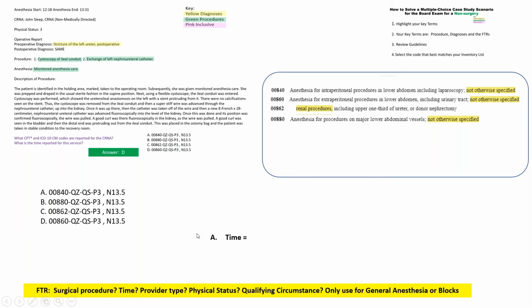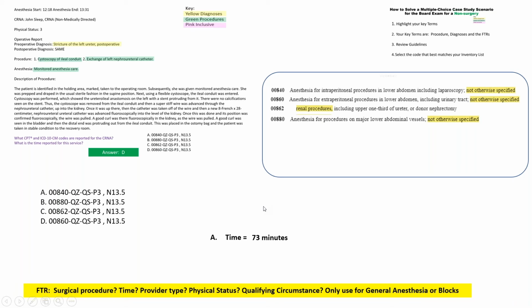Anesthesia time for this one is going to be 73 minutes. How did we get that answer? We find the difference between the anesthesia start and the anesthesia end, and that is going to be 1 hour and 30 minutes. As most of you have said, that will be 73 minutes.